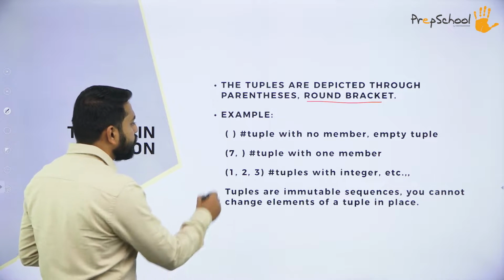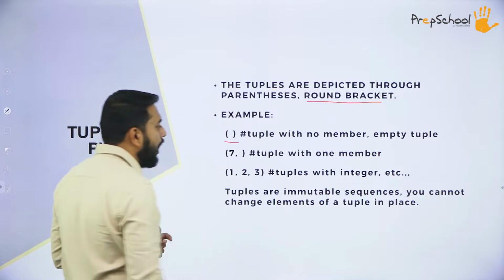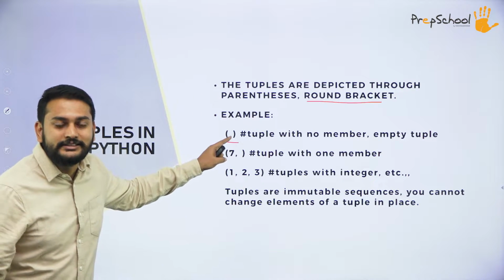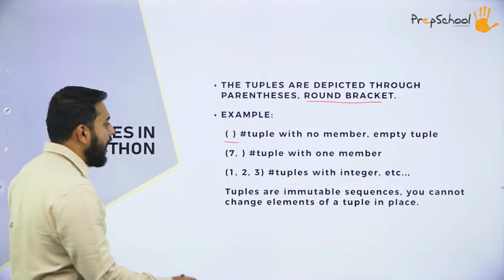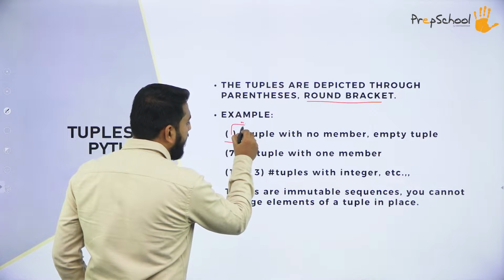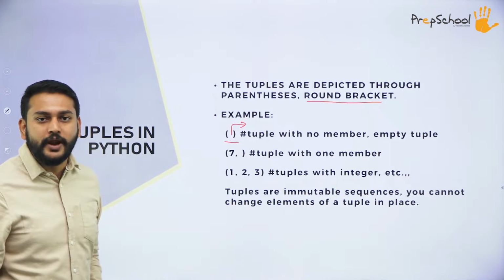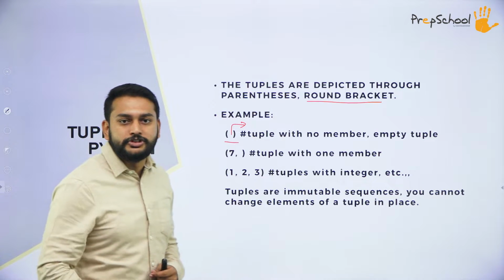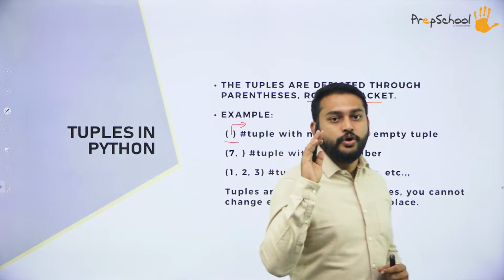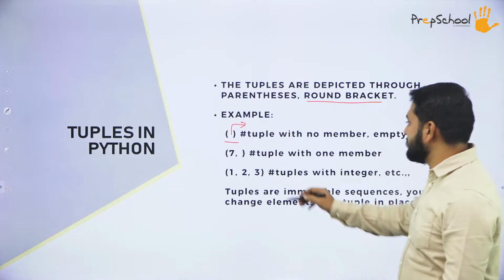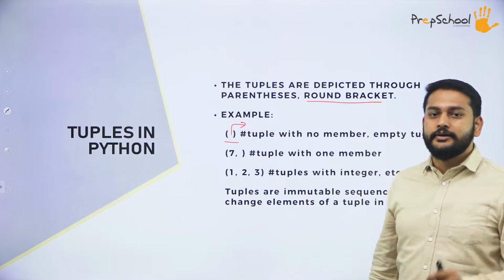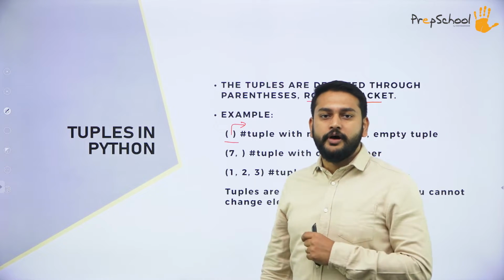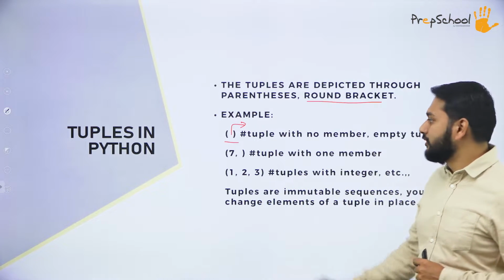My dear students, you can see this example. I have given the round brackets, but I don't have anything in these brackets. So what is the use of it? I can create an empty tuple with no data member. This is the example to create the empty tuple with no member. That is what I'm trying to depict with the first one.